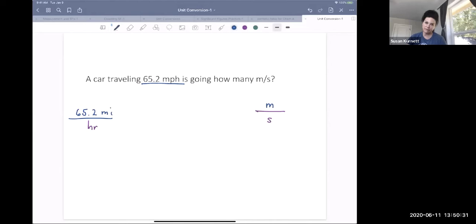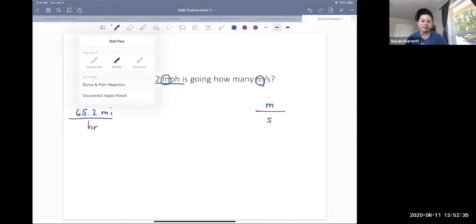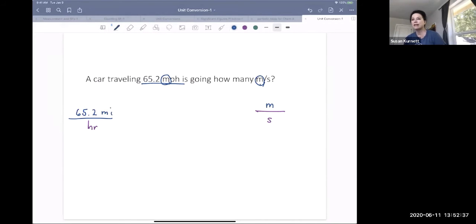So it is a little bit confusing because here, this M means miles, but we're just used to that. MPH is miles per hour. And here, the M means meters. And unfortunately, in chemistry, there's a lot of M's in science. So this is a lowercase m. Okay, so in the numerator, we're going to go miles to meters. And in the denominator, we're going to go hours to seconds.